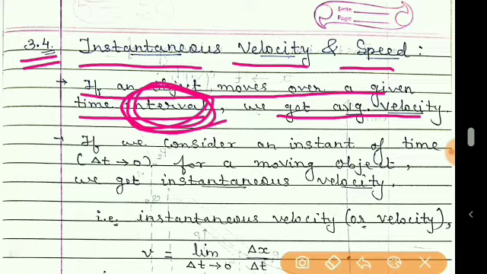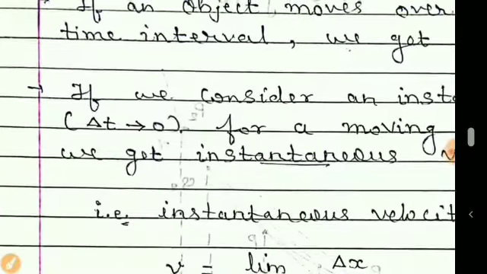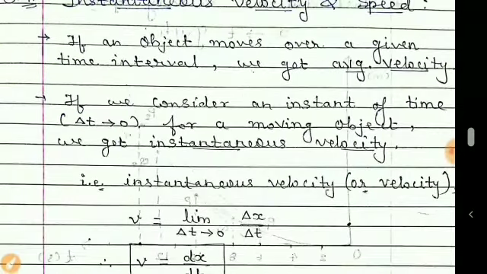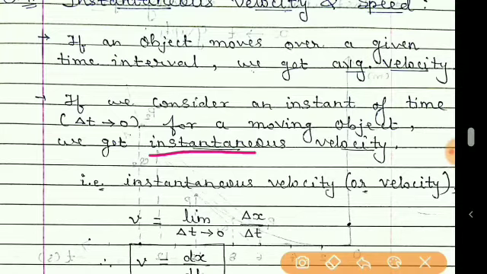But if we take that time interval, that is delta t, very small, nearly equal to 0, so here this delta t tends to 0, which means delta t is nearly equal to 0. It is not 0 but close to 0. That means a very small time interval. So in that case, the velocity obtained is instantaneous velocity.